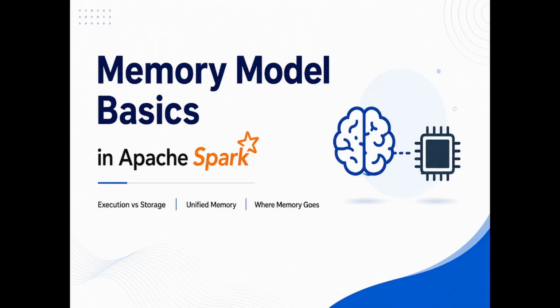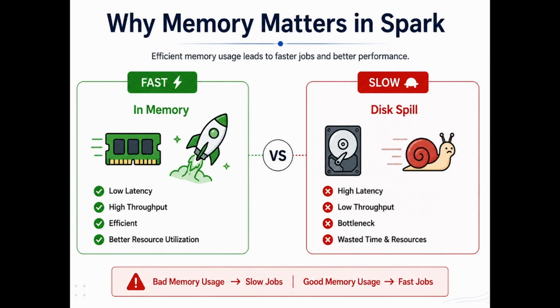Have you ever noticed the same Spark job sometimes runs very fast and sometimes becomes very slow or even fails? And the strange part is your code is exactly the same. So what is actually changing? Not the code, not the data. The answer is memory. Today, we will understand how Spark uses memory and why it directly affects performance.